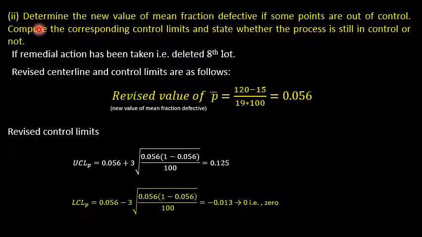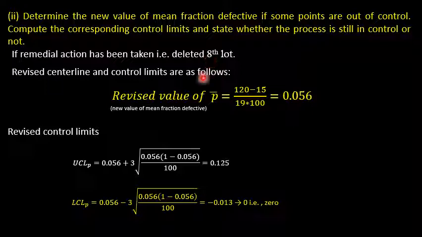So the second part of the question is like that: determine the new value of mean fraction defective if some points are out of control, and compute the corresponding control limit and state whether the process is still in control or not. So as in the previous P chart, we already see that lot number 8, or point number 8, is out of control.